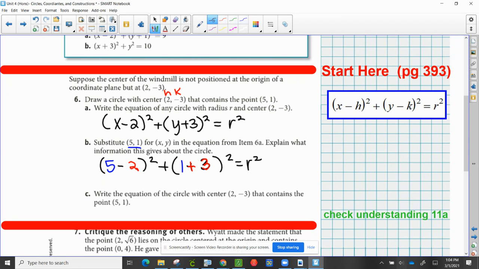So we just have to do our little simplifying here. 5 minus 2, that's 3, so that's going to turn to 3 squared. Plus 1 plus 3 is 4, so that's going to give us 4 squared. Right now we have 3 squared, that's 9, plus 4 squared, that's 16. So r squared is 9 plus 16, that's 25. We could solve this to get the radius, but honestly we don't need it because what our equation needs is r squared. Once we have r squared, we're kind of done.